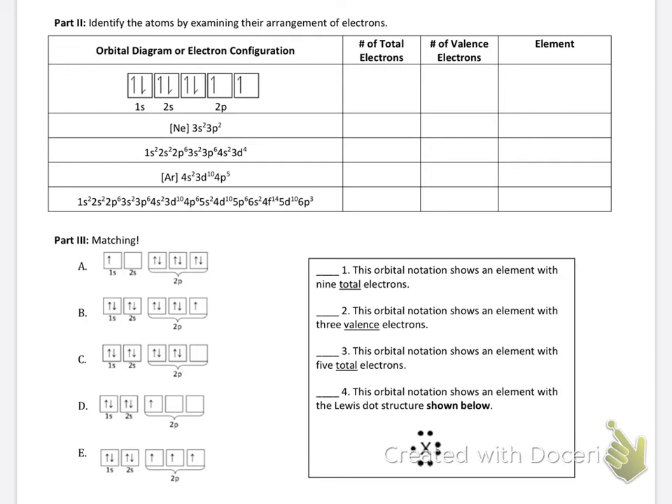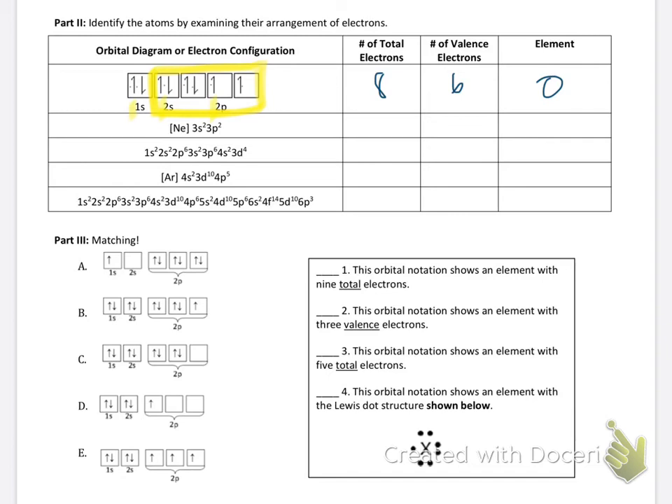And this first one, we're just counting our arrows. So 1, 2, 3, 4, 5, 6, 7, 8. Valence electrons are the electrons in the highest energy level. Remember, this big number up front represents our energy level. 2 is the highest energy level, so all electrons in the second energy level are valence, so that's going to be 6 of them, while our element with 8 total electrons and 6 valence electrons is oxygen.